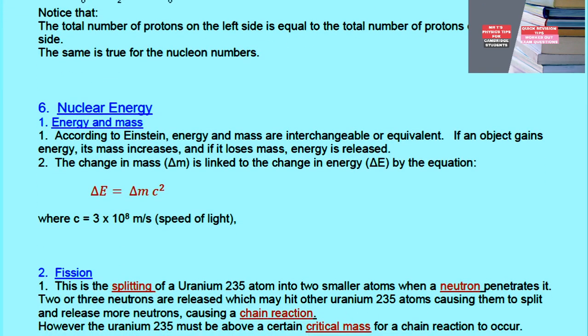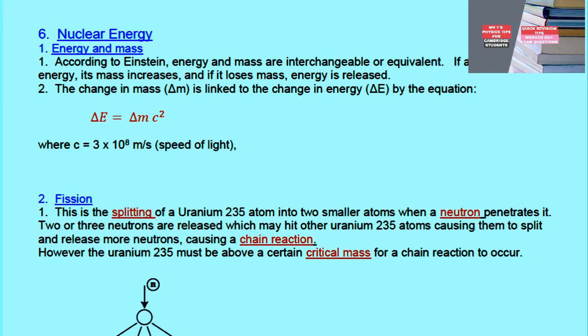Now, lastly, I'm going to look at nuclear energy, fission and fusion. Energy and mass. According to Einstein, energy and mass are interchangeable or equivalent. When you say interchangeable or equivalent, it means that if an object gains energy, its mass always increases. If it loses mass, its energy is released. So they are interchangeable, or equivalent.